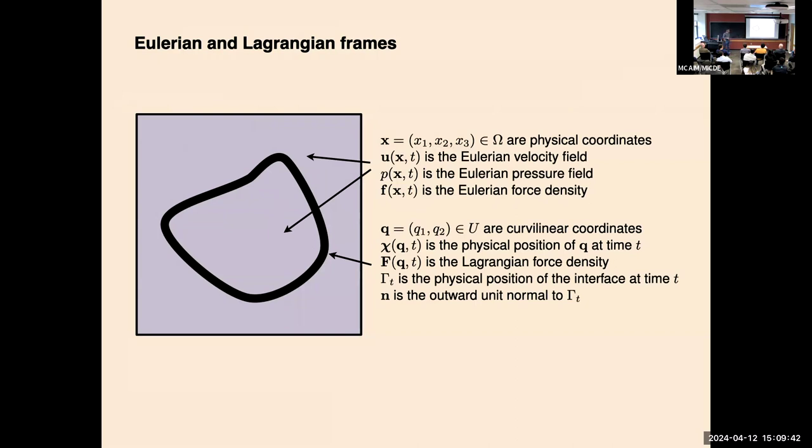We're going to describe the configuration of the structure using curvilinear coordinates that are attached to the structure. For a thin interface, you could think of these as curvilinear coordinates. For a volumetric structure, maybe they're reference coordinates or initial coordinates that describe the configuration of the structure at time zero. We're going to keep track of the current physical position of every material point. We're going to keep track of resultant forces that are generated by deformations of the structure. And a region that's going to show up a few different times is gamma, the boundary of the domain of the fluid structure interface, and it's going to move around.